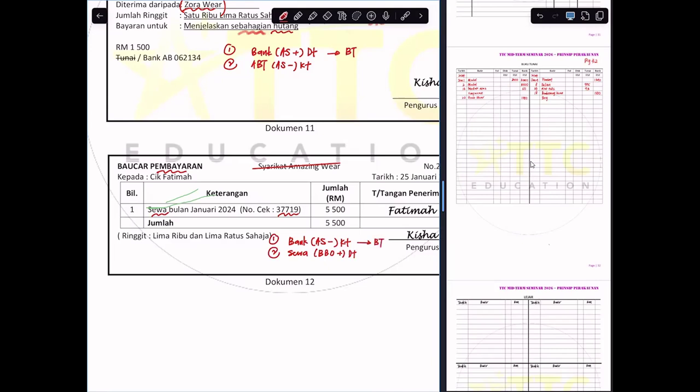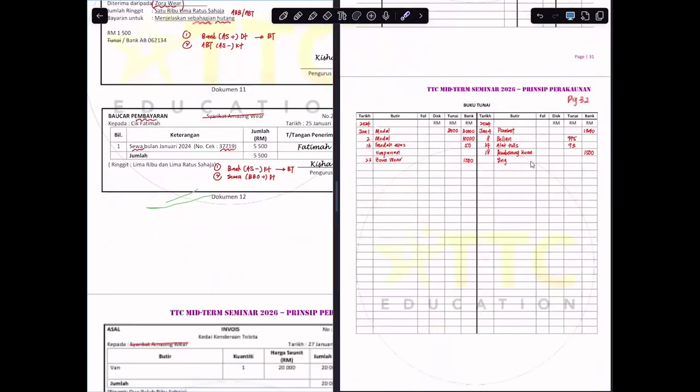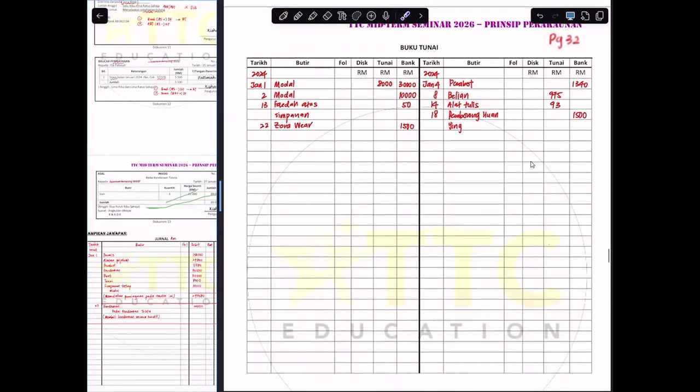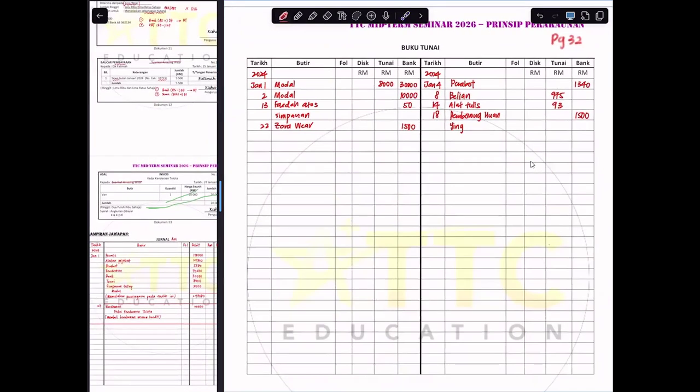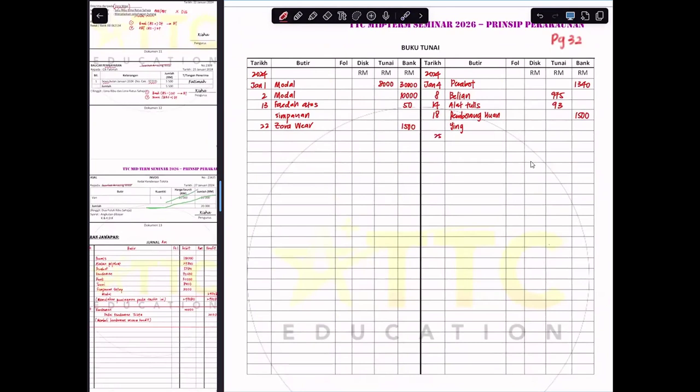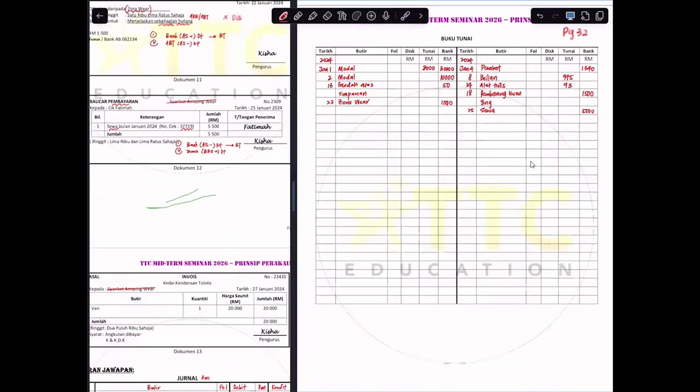Bank record in buku tunai. So later, credit your bank, bukti right as server. Okay, and record 25. Credit bank by 5,500. Bukti right as server. Okay, finally the last one.